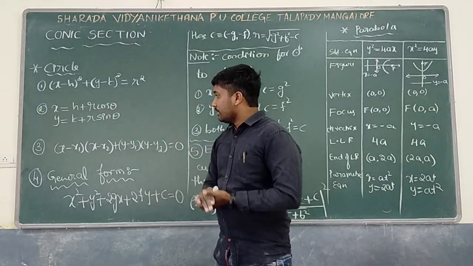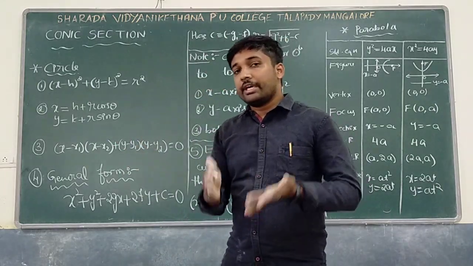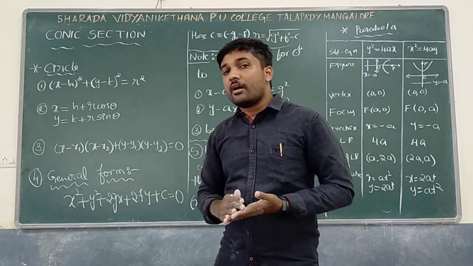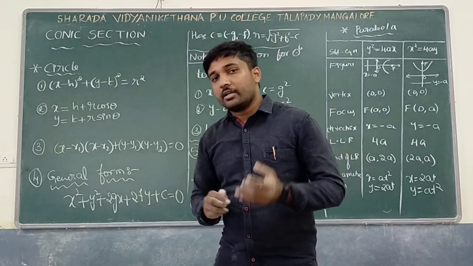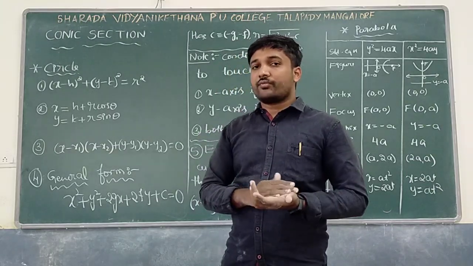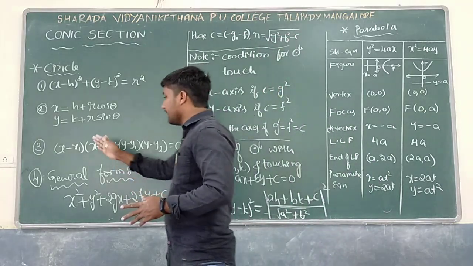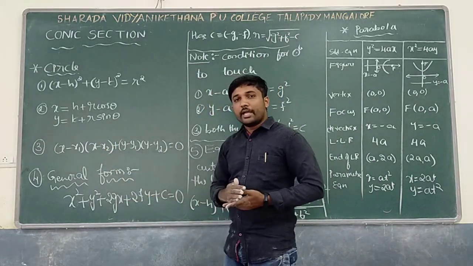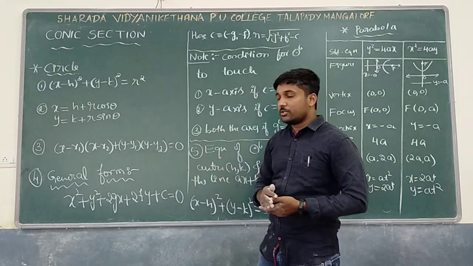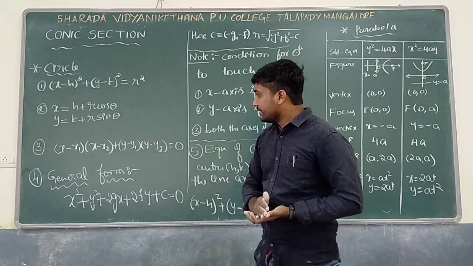Next, third one, diametric form of equation of circle. Here the ends of diameter of the circle will be given. (x1, y1) and (x2, y2) are the extremities of diameter, and the equation of circle in this case is (x minus x1) into (x minus x2) plus (y minus y1) into (y minus y2) equal to 0.